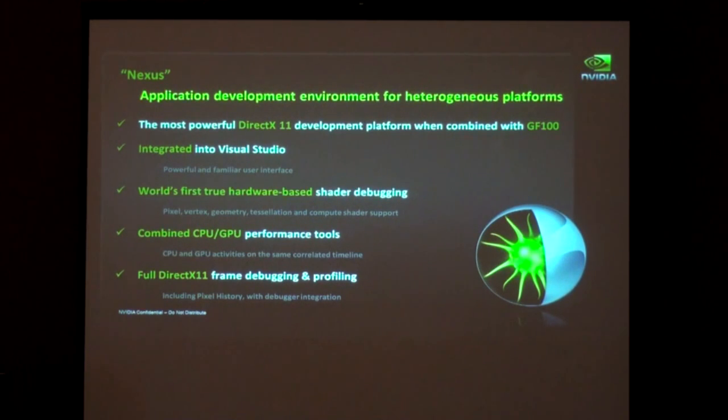Without Fermi, GF100, it's impossible for us to build Nexus or to bring Nexus to a level of sophistication and power that you're going to be able to see. There are specific features within the GF100 architecture that make Nexus possible. Without it, the feature set would be much more reduced. Again, it is fully integrated into Visual Studio.